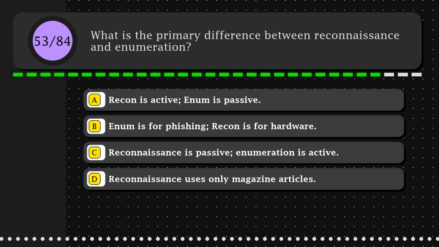Question 53. What is the primary difference between reconnaissance and enumeration? Option A, recon is active, enum is passive. Option B, enum is for phishing, recon is for hardware. Option C, reconnaissance is passive, enumeration is active. Option D, reconnaissance uses only magazine articles.